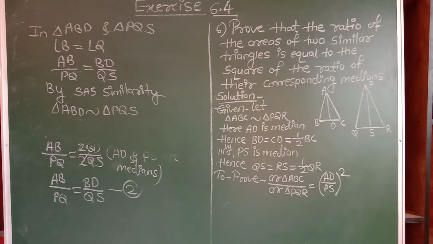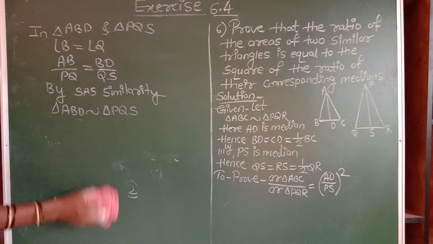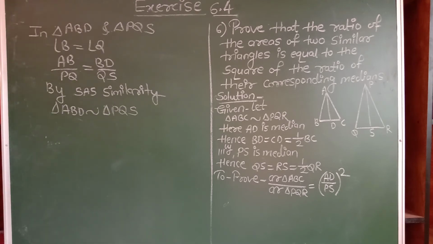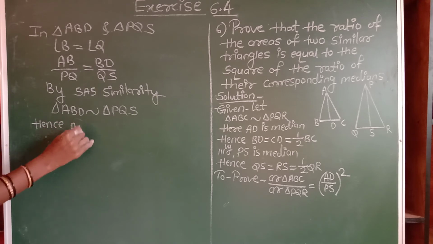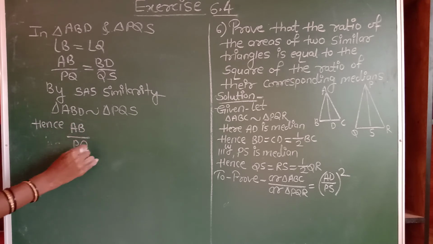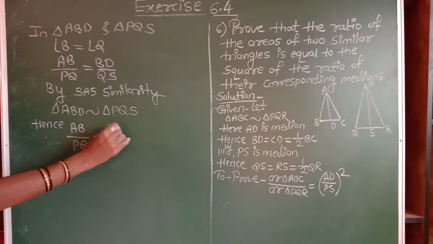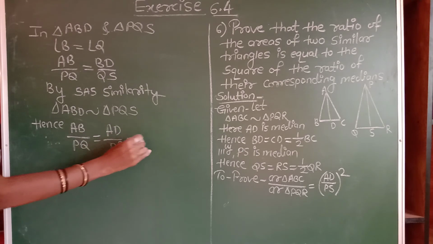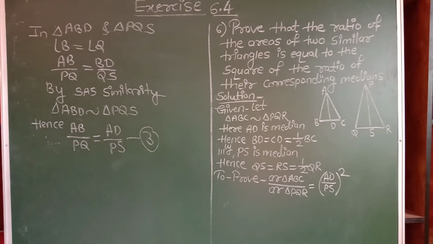We know that if two triangles are similar, then their corresponding sides are in the same proportion. Hence, we can write AB by PQ is equal to AD by PS. How did we write this? If two triangles are similar, then their corresponding sides are in the same proportion.